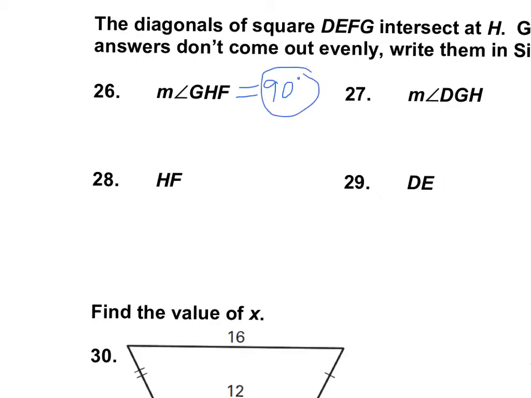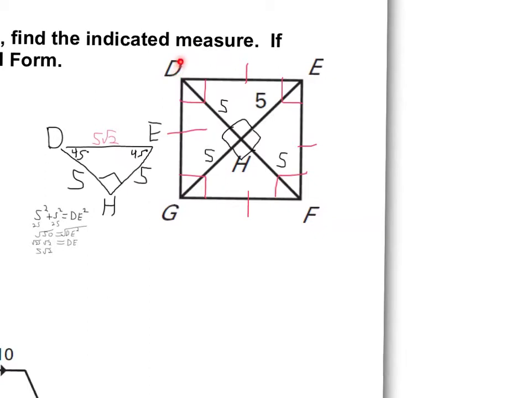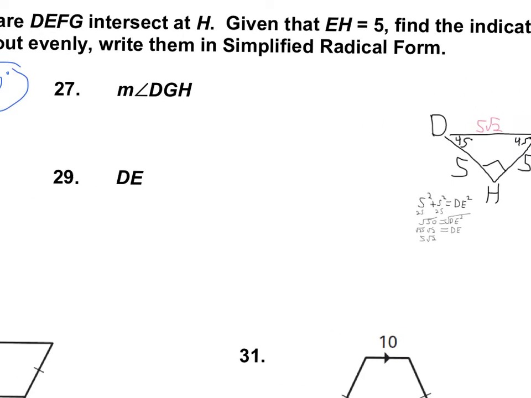All right, the next one, angle DGH. So that would be this angle right here, and we talked about how that is bisected of 90 degrees, so 45 degrees.